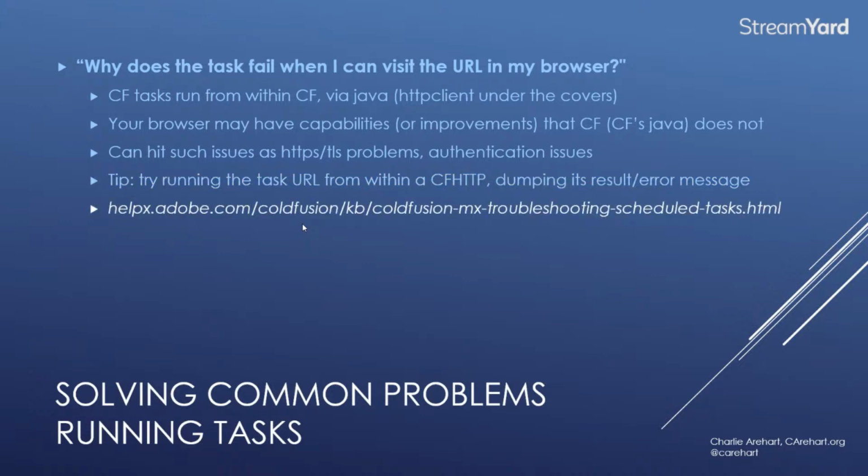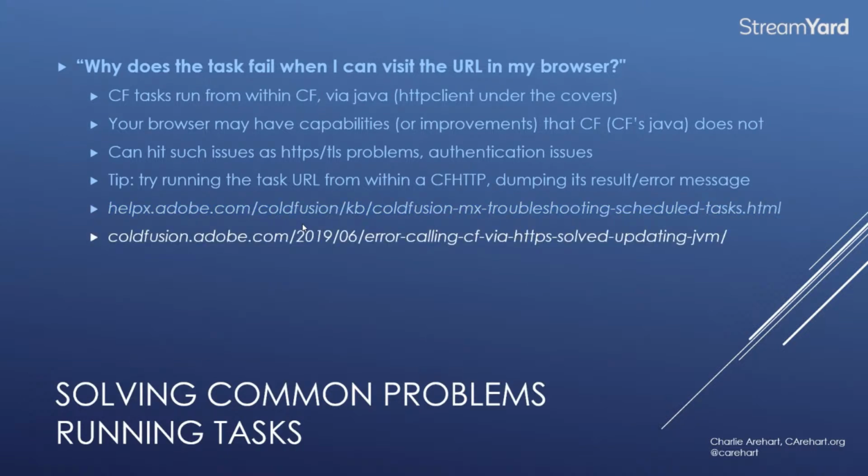That's often the problem. Now, Adobe has a tech note. Look at this URL. They have a tech note for troubleshooting scheduled tasks, and I'll point you to it. It's old, and it's got some outdated information, but it's better than nothing. I also did a blog post, posted at Adobe's website, so it's an Adobe URL. The coldfusion.adobe.com site is the ColdFusion portal. I did a blog post in 2019 on errors calling HTTPS solved by updating your JVM. I explain all this in more detail in there. Let me leave it at that.